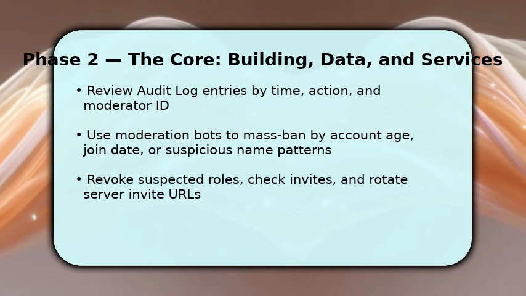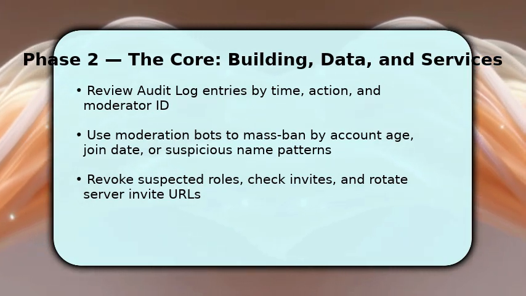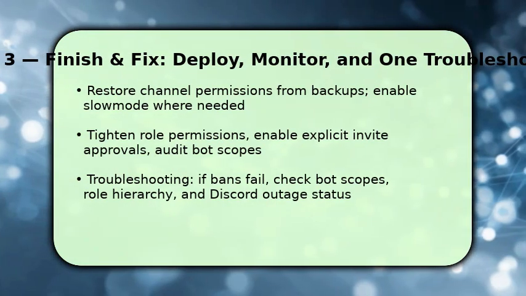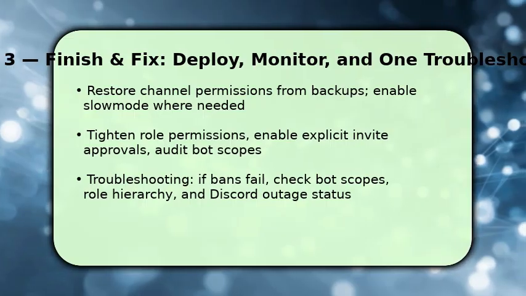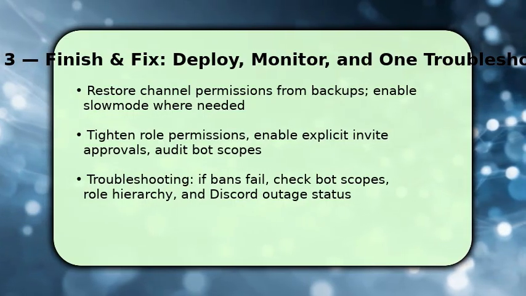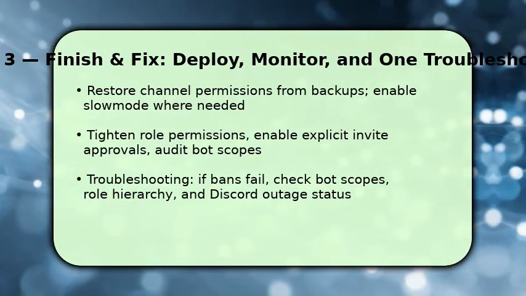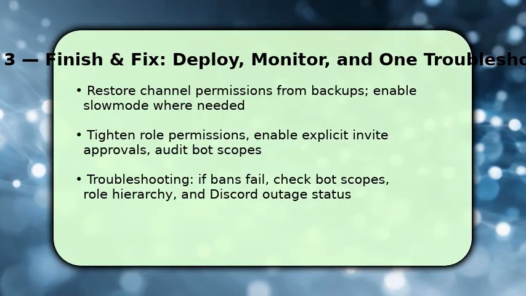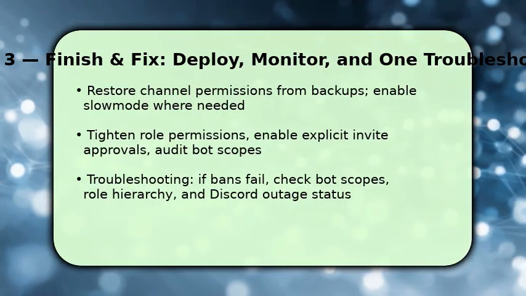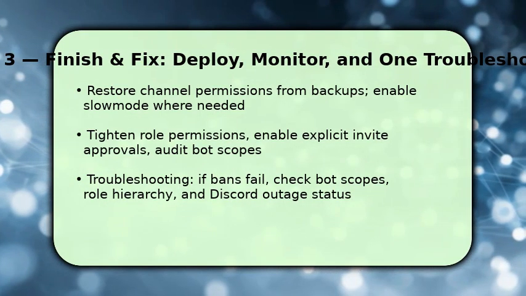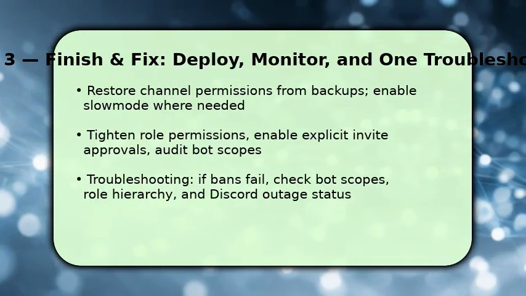Finish by restoring channel permissions from your backup or manual notes. Reintroduce content gradually and enable slow mode on high-traffic channels. Tighten role permission boundaries. Remove administrator where not required, enable explicit invite approvals, and audit all bot scopes for excessive access. Make sure your moderation team performs a second pass to catch missed accounts.